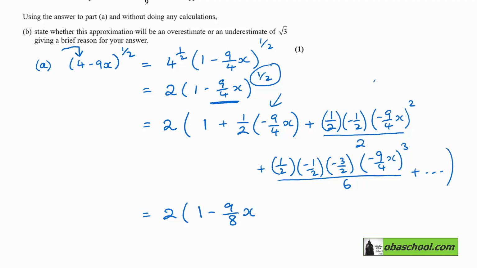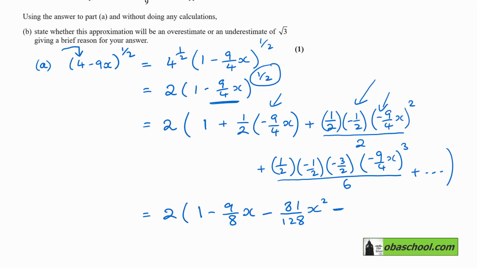Then we need to calculate here. It's going to end up being negative because we've got a negative inside the square and we've got a negative outside there. And when we do 1/2 times 1/2 divided by 2 times 81 over 16, which is 9 over 4 squared, we'll get that that one is 81 over 128. I suggest put it in the calculator.